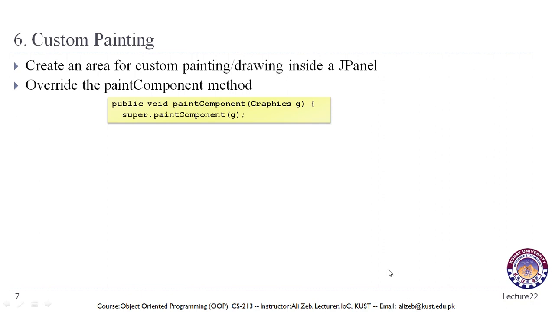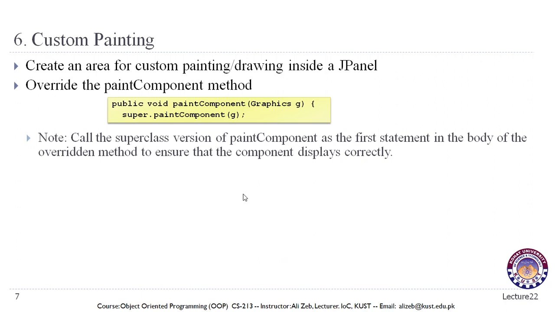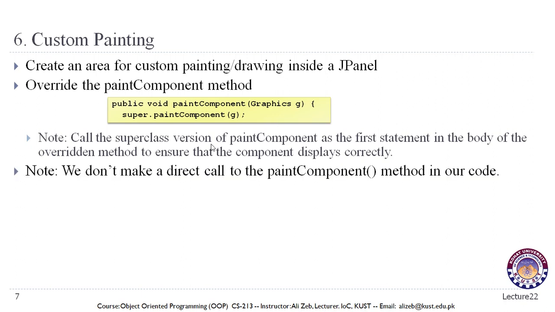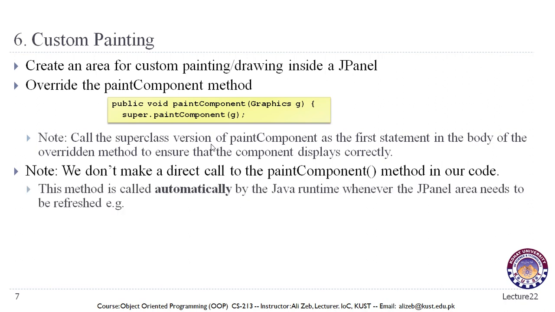And what this line does is call the superclass version of paintComponent as the first statement in the body of the overridden method to ensure that the component displays correctly. We don't make a direct call to the paintComponent method in our code. We do it through the call to the superclass's paintComponent method. This method is called automatically by the Java runtime whenever the JPanel area needs to be refreshed.